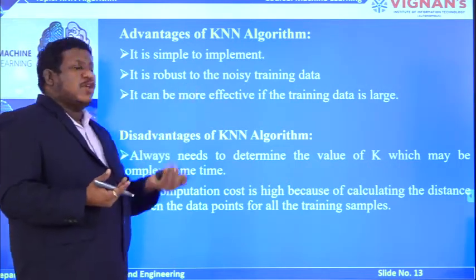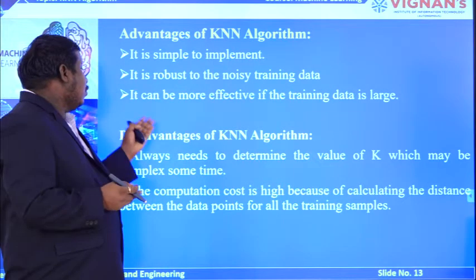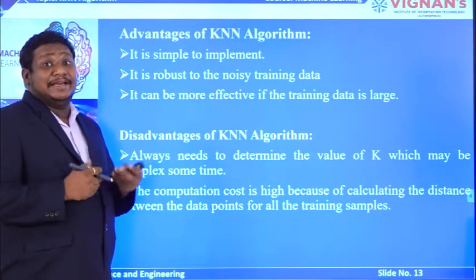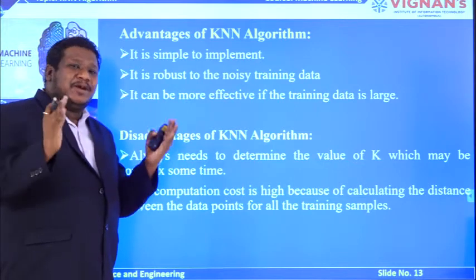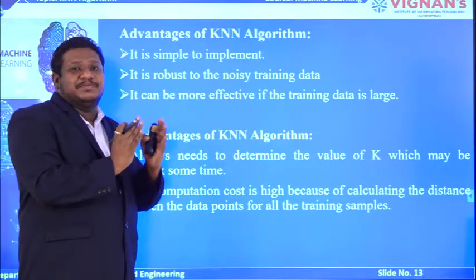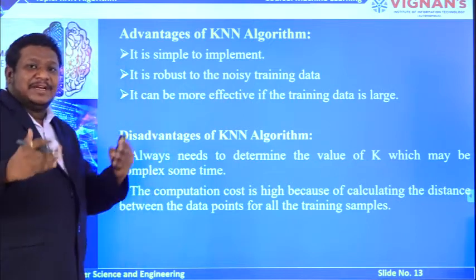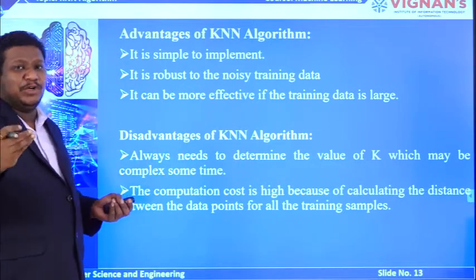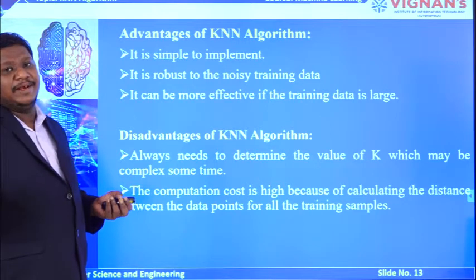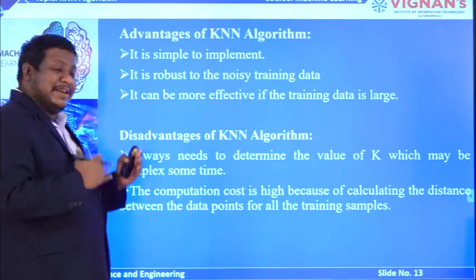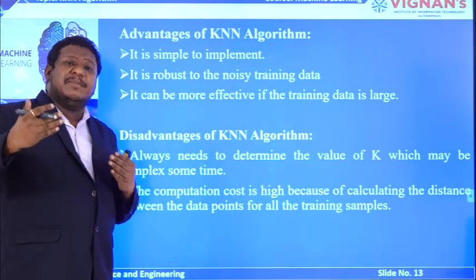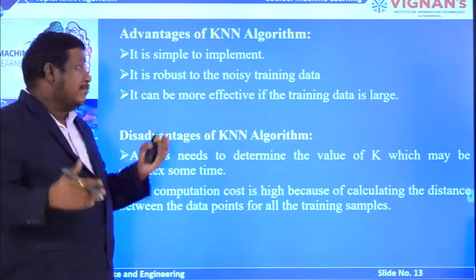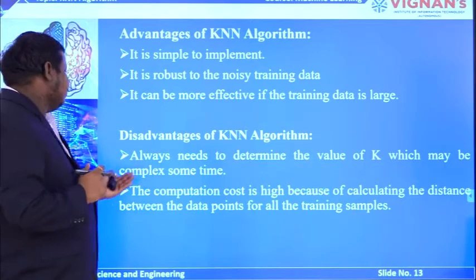It is also robust to noisy training data, and it can be more effective if the training data is large. When there is more data, it can gather more neighbors, and then you can understand things in a better way rather than with just 2-3 values. If you compare 10 values, it will be very good. So when the data size is very large, the KNN algorithm can be used in a better way and you will get good results.